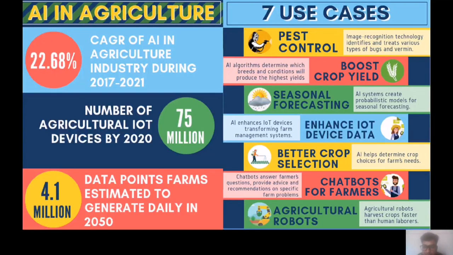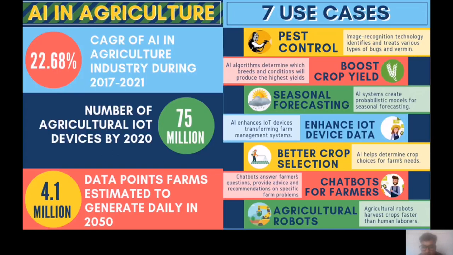7 use cases. So pest control, image recognition technologies identify and treat various types of bugs and vermin. Boost crop yield, AI algorithm determines which breed and condition will produce the highest yield. Seasonal forecasting, AI system creates probabilistic models for seasonal forecasting. Enhance IoT devices, AI enhances IoT devices, transforming farm management systems. Better crop selection, AI helps determine crop choices for farmer needs.